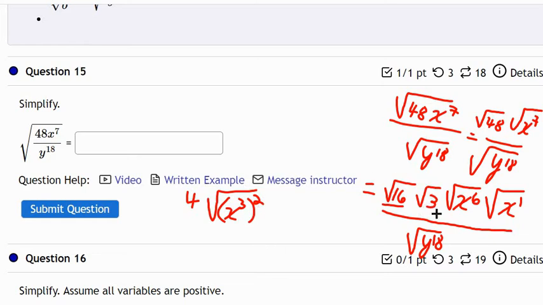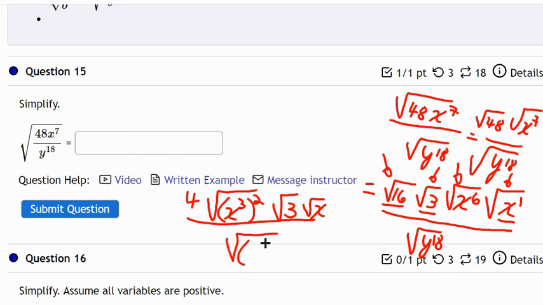Now the 3 and the x don't simplify, so I'm just going to leave the square root of 3 and the square root of x alone. So there I have the 16, the x to the 6, the 3, and the x respectively. Then in the denominator, I'm looking at 18 here, and I'm saying, well, I need to figure out what power of y I can square to get y to the 18th. And the answer is exactly 18 divided by 2, the power divided by the index, which is 9.